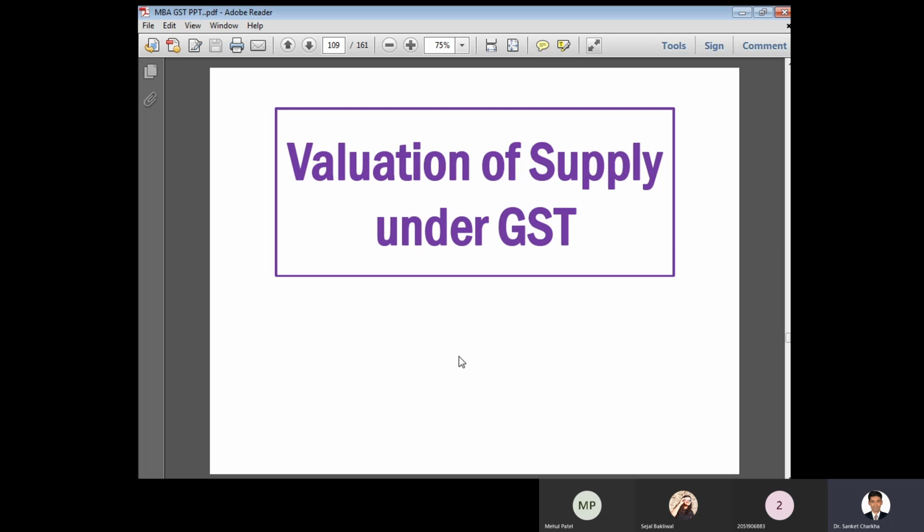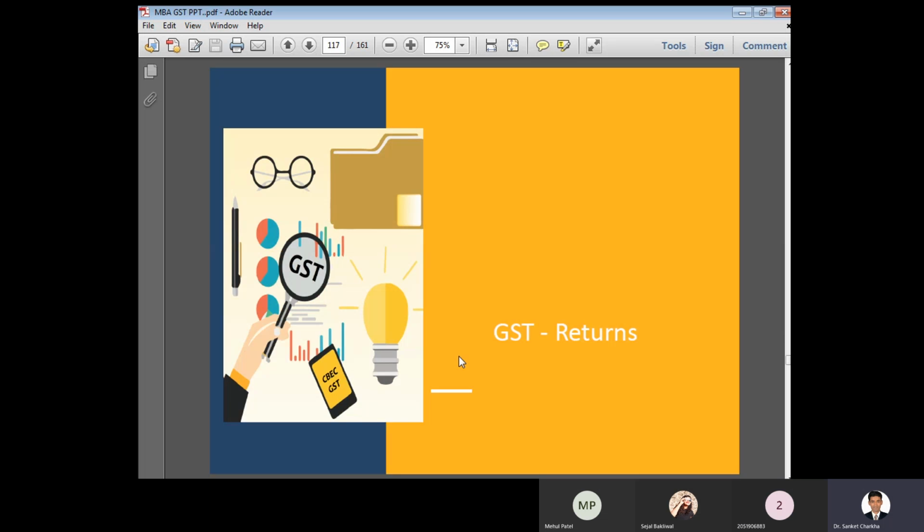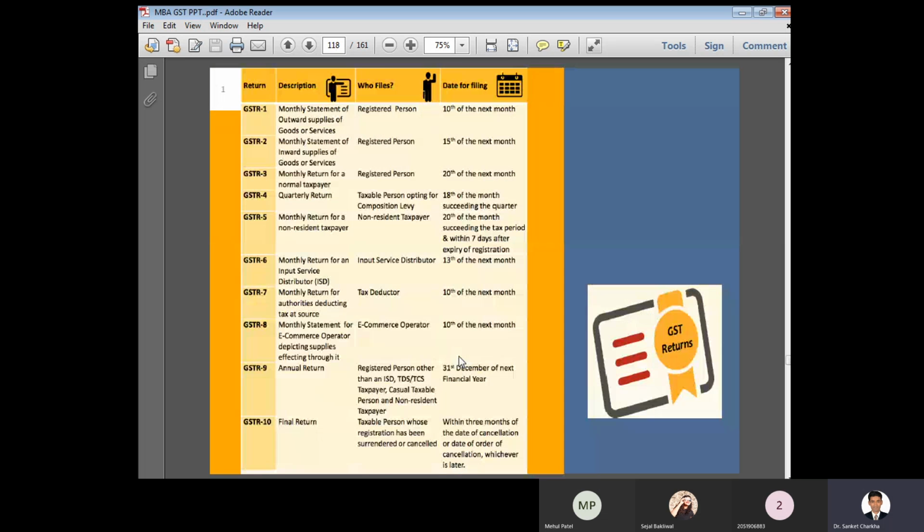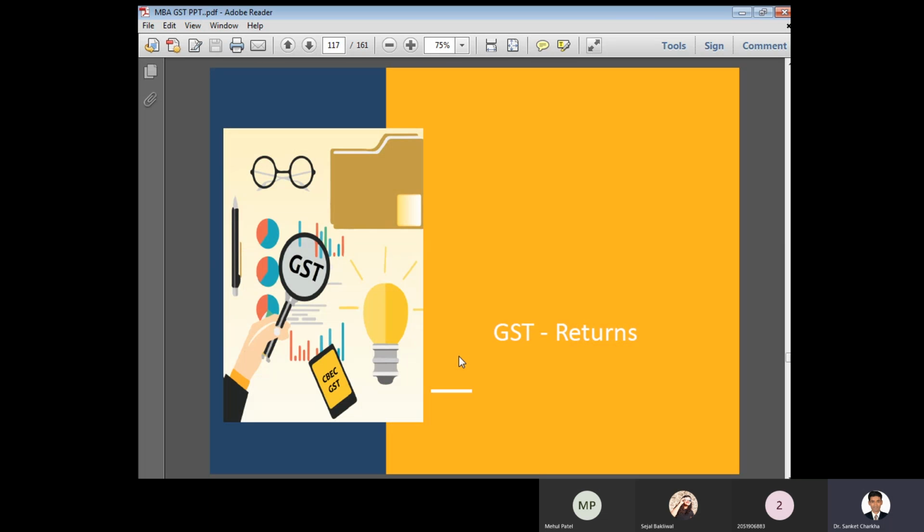We'll conclude. We'll start with the valuation of supply tomorrow, and then we'll move to the 4th chapter, GSTR returns.